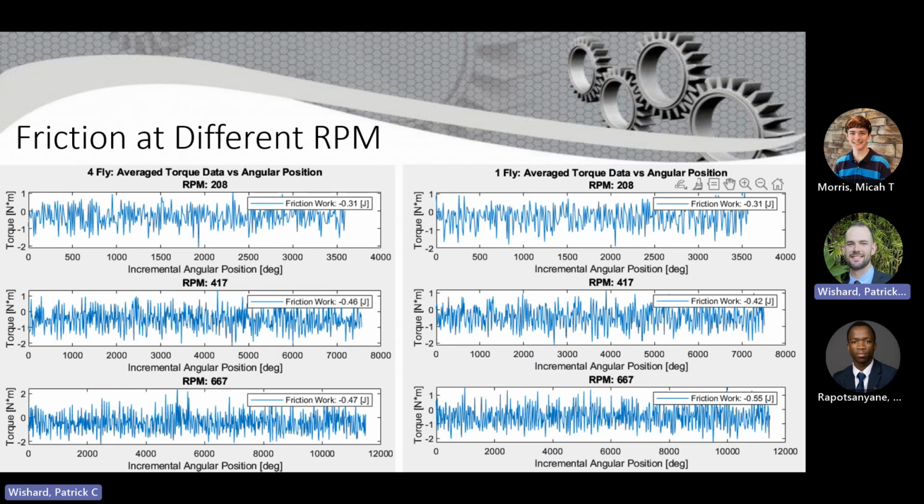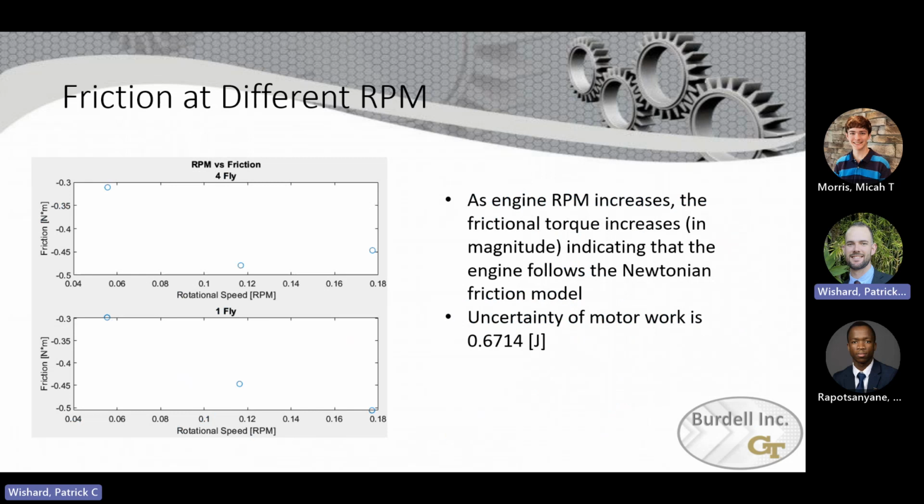We integrate the torque across the angular position, and we're able to get the work done by friction. Here are the works in the top right corners done at each angular velocity, and we can see that they're relatively similar. As engine RPM increases, the frictional torque increases in magnitude, indicating that the engine follows the Newtonian friction model. Uncertainty for motor work is 0.6714 joules.